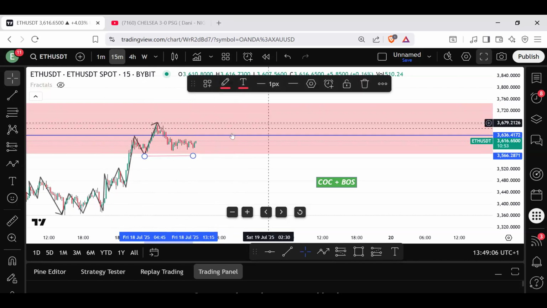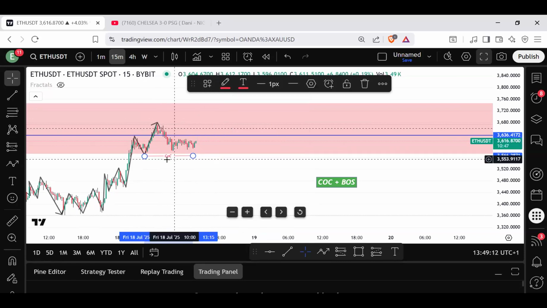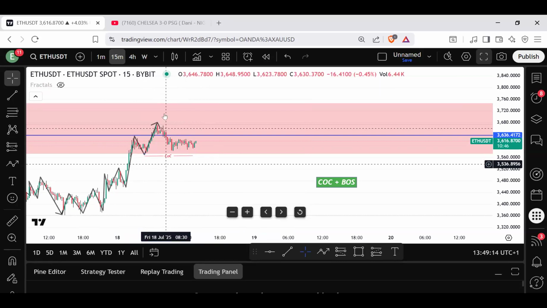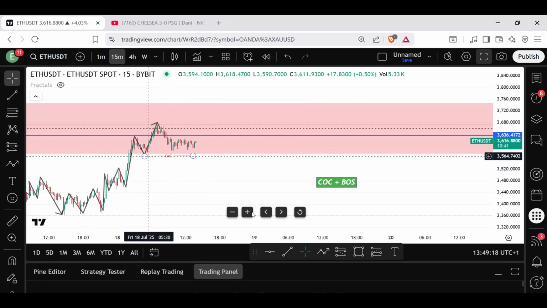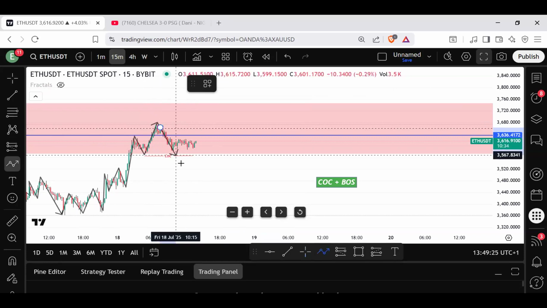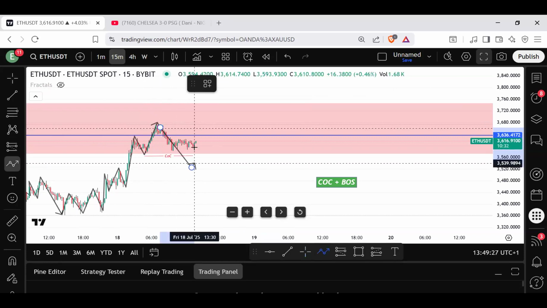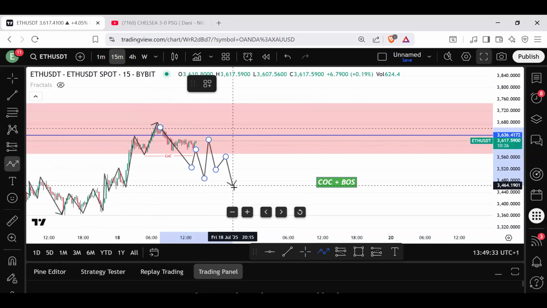Inducement, but because this is a point of interest, they will consider that to be an inducement. So because of this point of interest, it will now be the COC. If price should break it, and then we have something like this, then we have a break of structure.